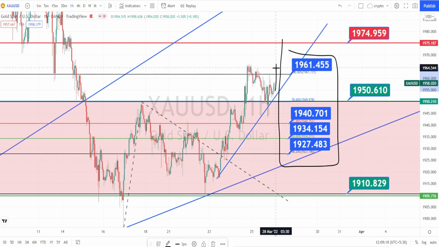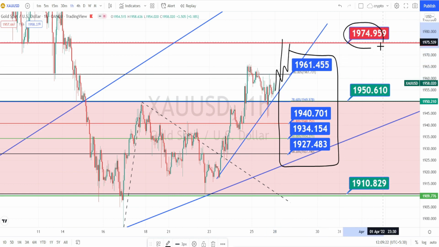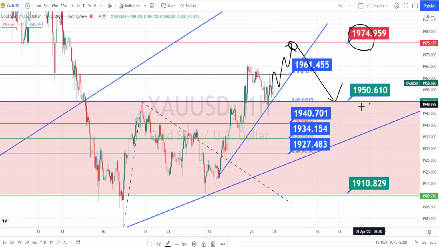Currently the price action is in a bullish trend. I am expecting the price action to take resistance at the level of 1974 and to bounce back on the bearish side. Again, we have strong support from the higher time frame over here. Only when it breaks this support level can we expect a further fall on this currency pair.